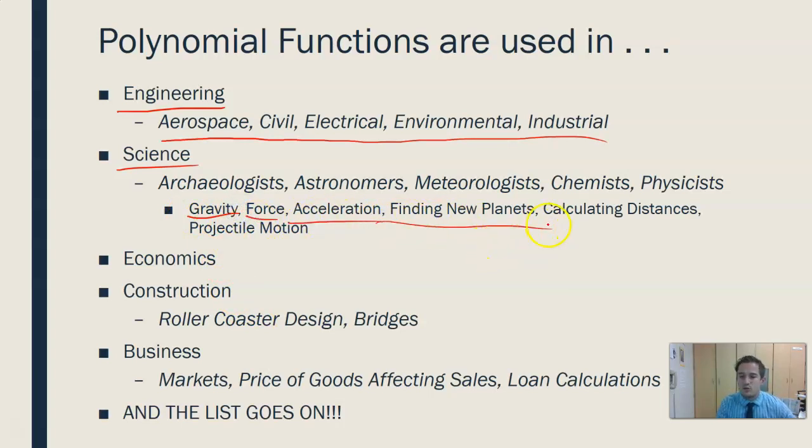They use it in finding new planets, calculating the distances between celestial bodies, projectile motion, like if I was to launch a rocket or something. All of those deal with polynomial functions. They use these types of functions in economics. In construction, you'll see me use the example of roller coaster designs fairly often. In the construction of bridges, lots of application in business, in markets, price of goods affecting sales, loan calculations, and the list goes on and on and on. You'll be able to utilize polynomial functions in some form in a lot of different areas in the real world.